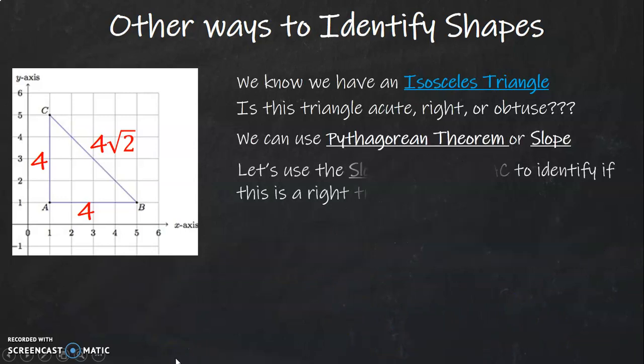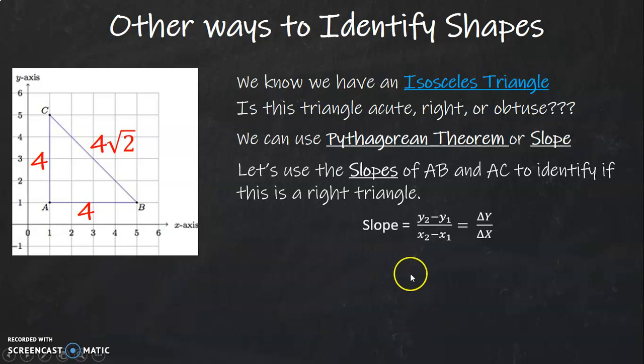Now, if you don't like that and you want to see how slope works, or if you just want to try slope, we're going to do it that way as well. So we're going to use the slopes of AB and AC to identify if this is a right angle. Here's my slope formula back from the second slide, but I embedded them in so you can see them as we go. Slope is y2 minus y1 over x2 minus x1, also known as the change in y over the change in x. So if I plug that in here for AB, I have my change in y over my change in x. So I have 0 over 4. 0 divided by anything is 0.